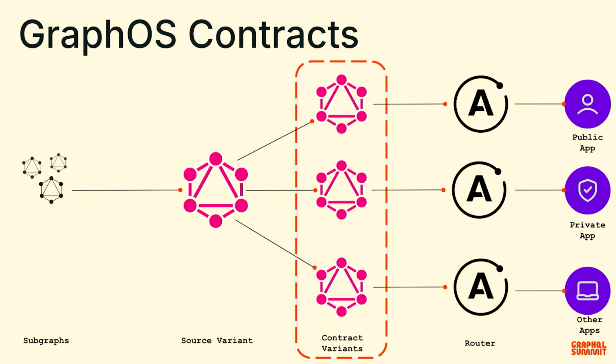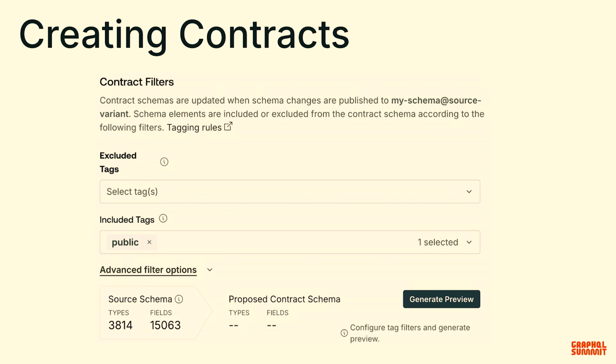And the way that contracts are configured in GraphOS is through two main rules. The first is include, so you can choose to include these tag directives in the result of your contract schema. On the other hand, you also have exclude, so you can choose to exclude certain tag directives from the resulting contract variant schemas. So in this example here, we're just creating a contract schema that only includes tags that are public. And what's nice in GraphOS is that it actually generates a preview view, so you can see it live as you generate your contracts.